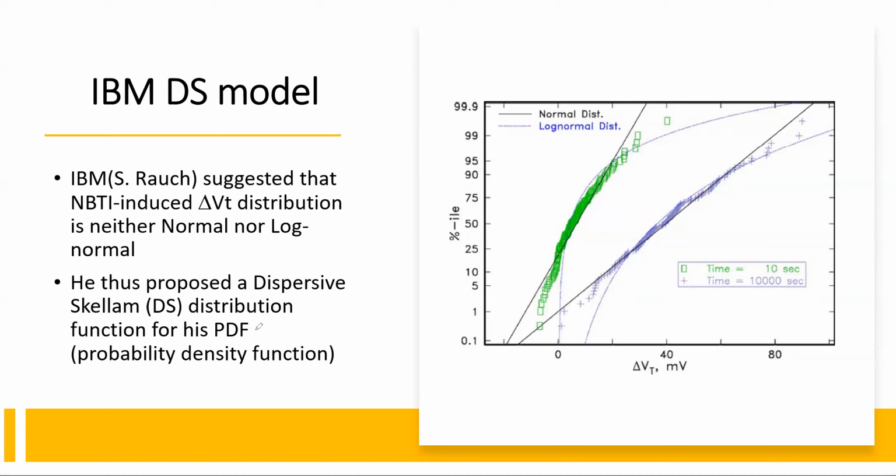So what they did is change the PDF, the probability density function, from normal or log normal, which we mentioned earlier, to the specific dispersive scalar model, the TS model. That's what they proposed to explain the IBM data.